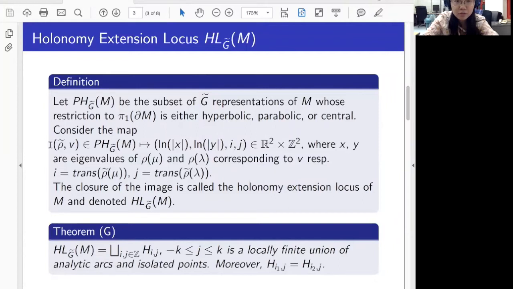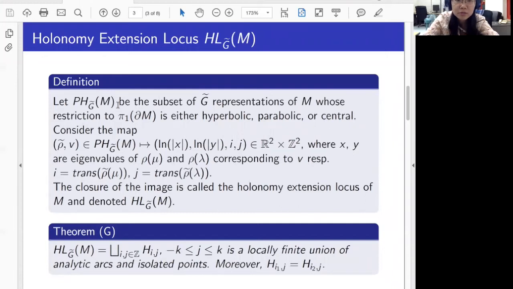So let rho tilde be a PSL2R tilde representation of M, and let rho be its projection to PSL2R. Then the images of the meridian and longitude under rho are two matrices in PSL2R, and moreover, they commute with each other. Therefore, we can look at their eigenvalues corresponding to the same eigenvector. And it turns out that their eigenvalues are exactly the information we need.